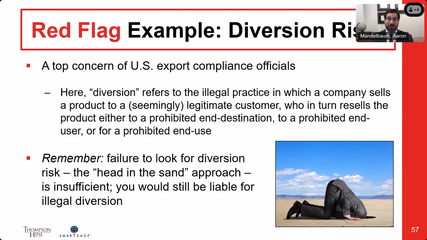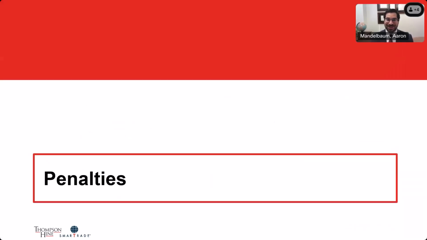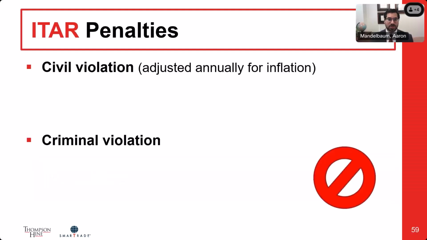So while we are on the topic of fear, we're going to move on to penalties. It keeps a lot of people up at night. Let's start with the financial penalties, and then we'll move on to the administrative penalties. We'll start with the ITAR. I should point out that the ITAR's civil violations, as we'll see momentarily with the EAR penalties, are adjusted annually for inflation.